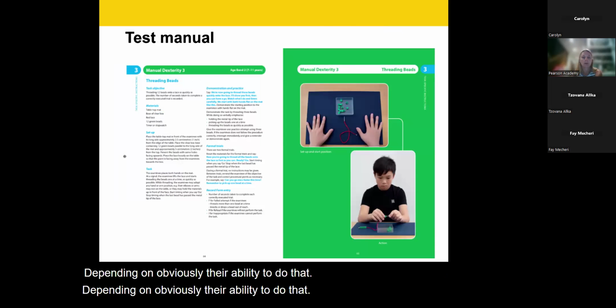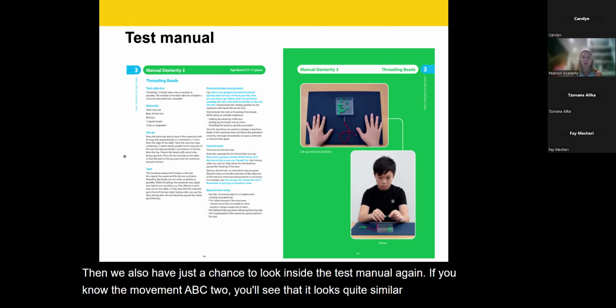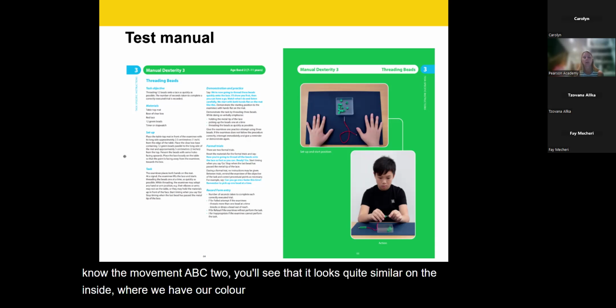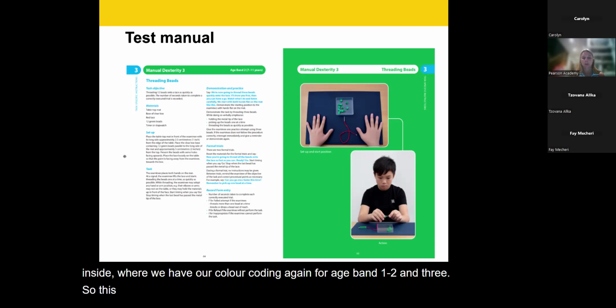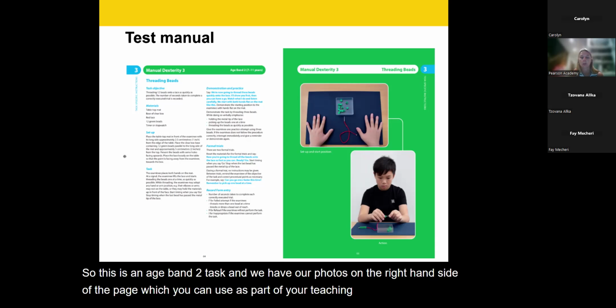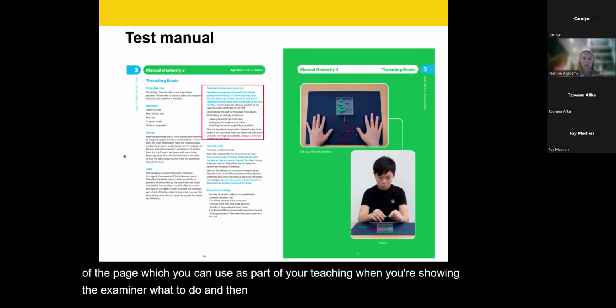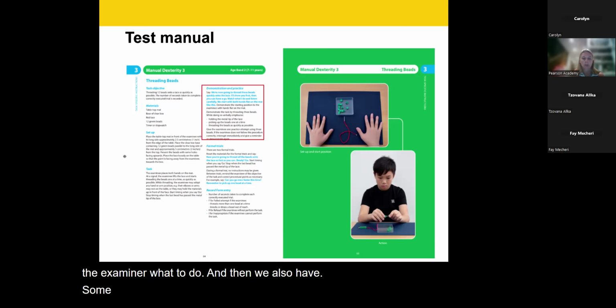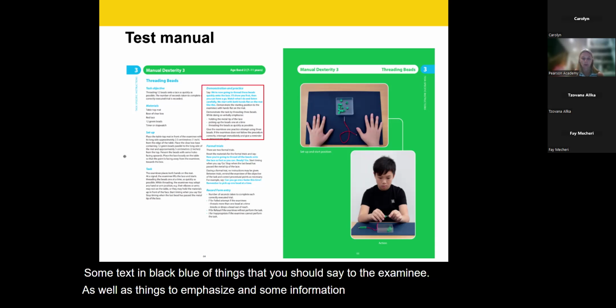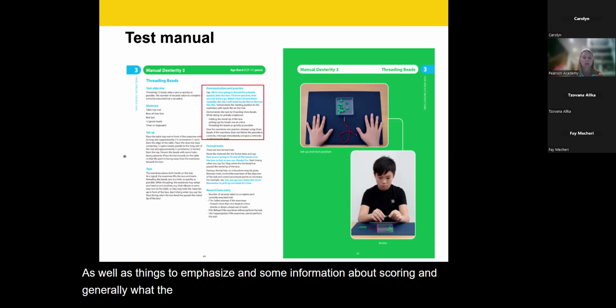Then we also have a chance to look inside the test manual. Again, if you know the Movement ABC-2, you'll see that it looks quite similar on the inside, where we have our colour coding again for age bands 1, 2, and 3. So this is an age band 2 task. We have our photos on the right-hand side of the page, which you can use as part of your teaching when you're showing the examinee what to do. And then we also have some text in light blue of things that you should say to the examinee, as well as things to emphasise and some information about scoring and generally what the task is.